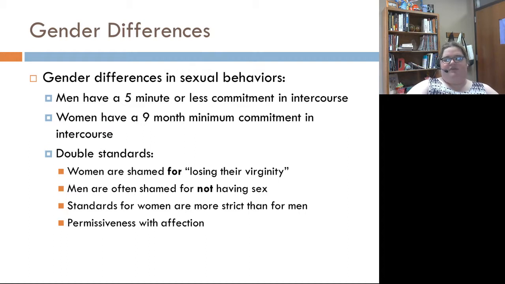There are also a lot of double standards that exist in sexual behaviors. Women typically are shamed for losing their virginity. We slut shame women who have sex outside of marriage, and we see this all the time when we talk about women's sexual behaviors.